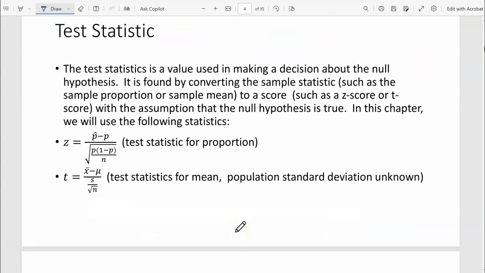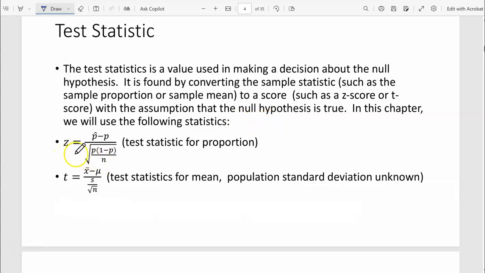And we're talking about test statistics here just for testing one proportion or one mean. There are other ones if we want to test two, but I just want to give you an idea of what they're going to look like. The test statistic is a value used in making a decision about the null hypothesis. It's found by converting the sample statistic to a score with the assumptions that the null is true.